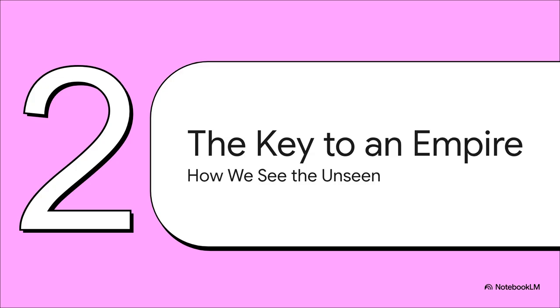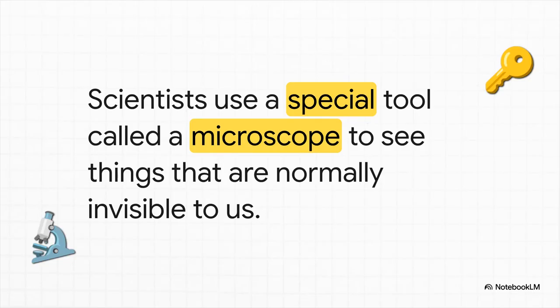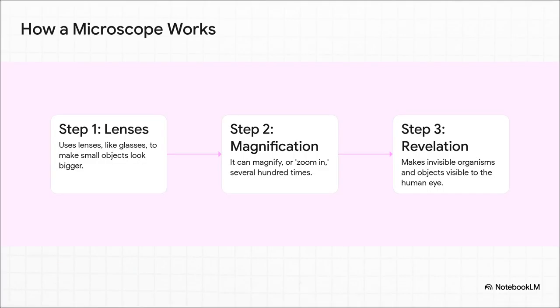It's a great question. How did anyone find this secret empire of tiny life? Well, they had a key, a very special tool, and that tool is the microscope. It's one of the most important inventions ever because it's literally the key that lets us see the invisible. So how does this thing actually work?